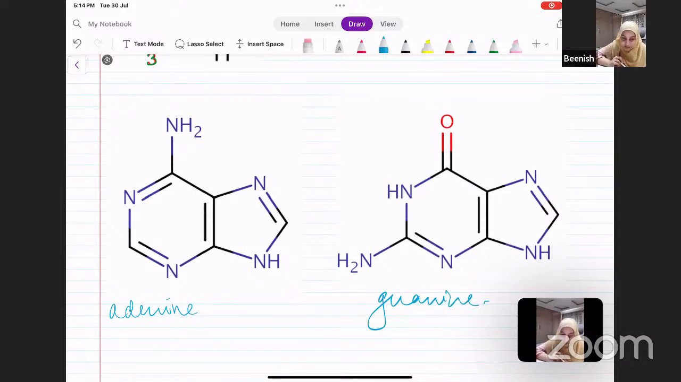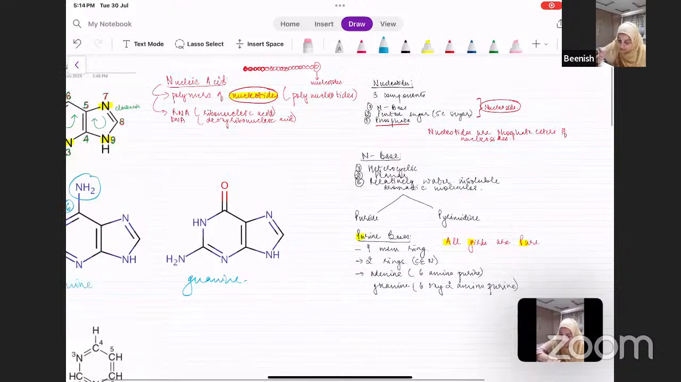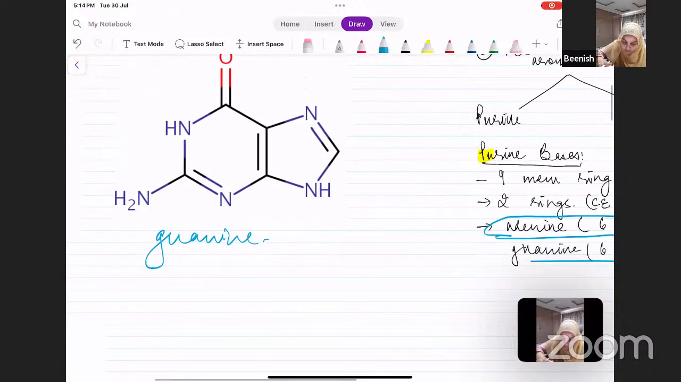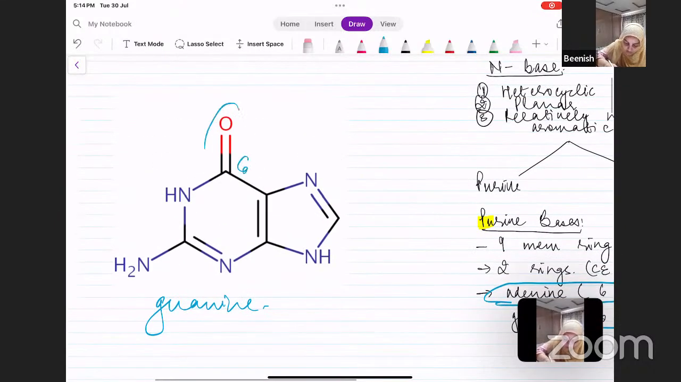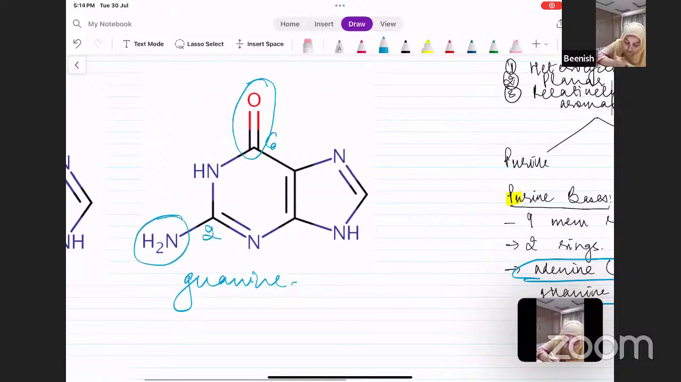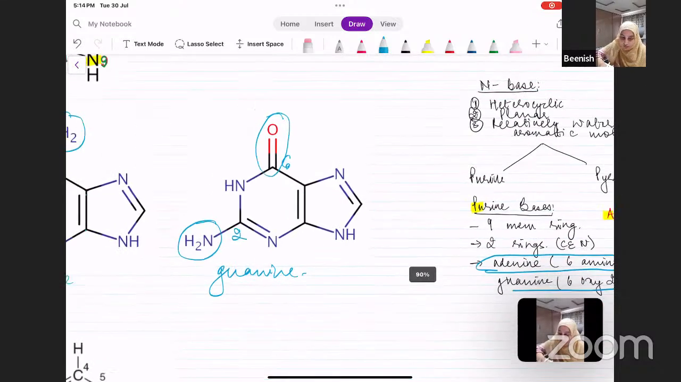Now you can see in the adenine you have this amino group at 1, 2, 3, 4, 5, 6. Therefore it is 6 amino purine. And your guanine is 6 oxy 2 amino purine. Let's have a look. 6 oxy. So at the sixth position you have this carbonyl group attached, and 2 amino, so at the second position you have an amino group attached. So that is guanine for you. 6 oxy, 2 amino, guanine.